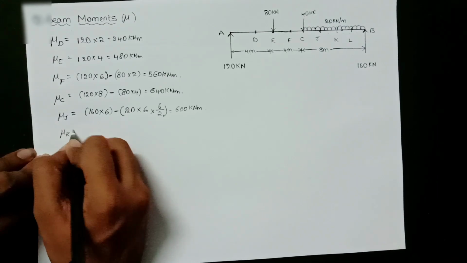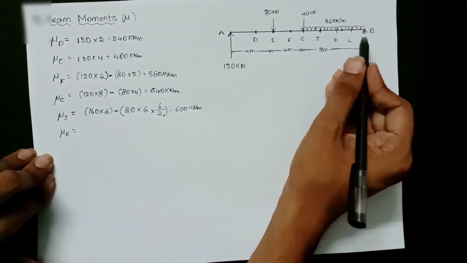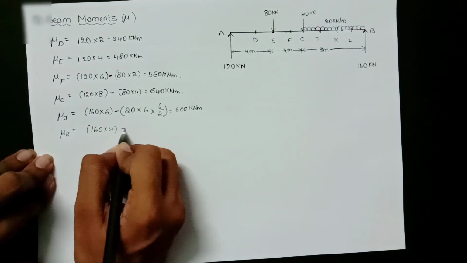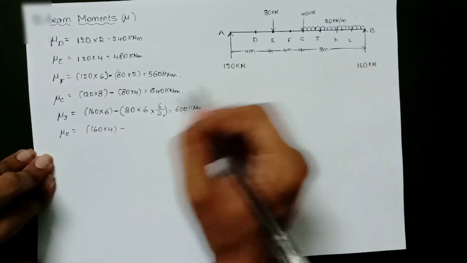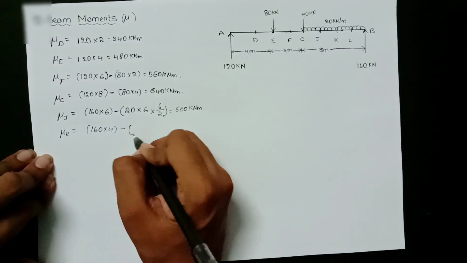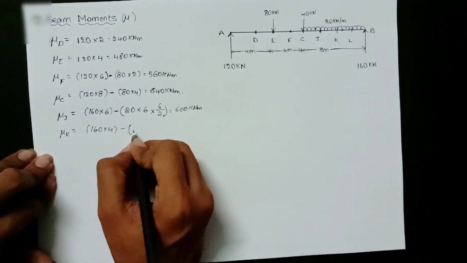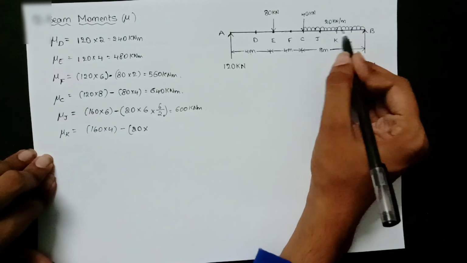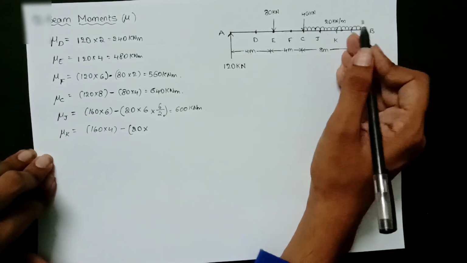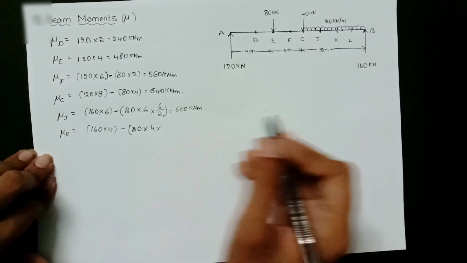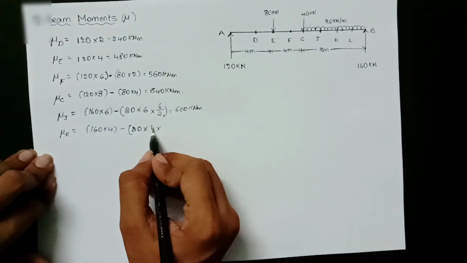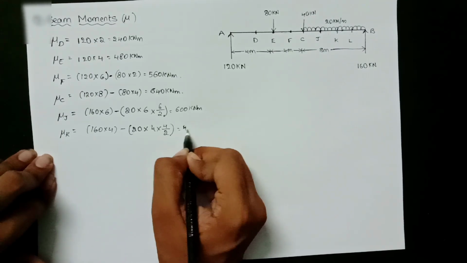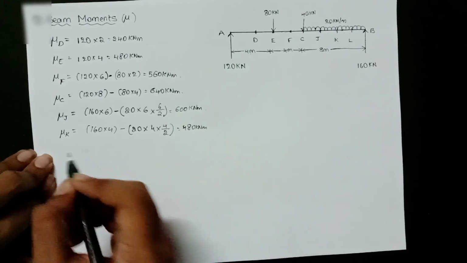Now Mu K. Here again 160 into perpendicular distance, which is 4. 160 into 4. Again we have UDL, it is hogging moment, so minus. Again the same formula, intensity of UDL, that is the same 20, into length of UDL. This time it is 4 meters, towards the right side. So 4 into the distance from point to center. If the total span is 4 meters, then the center will be 4 by 2. So the value is 480 kilonewton meter.